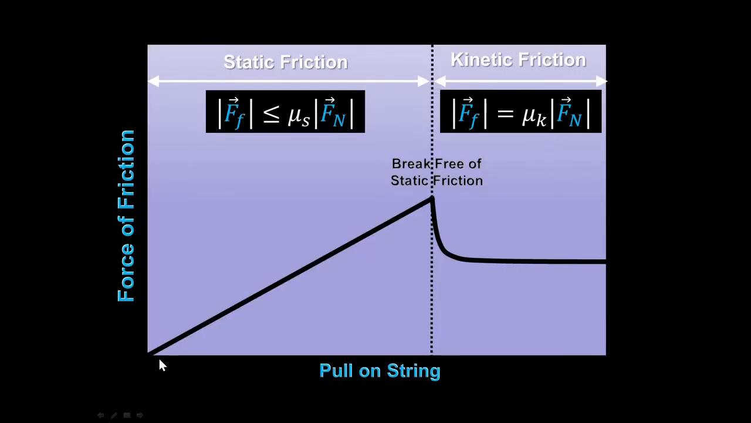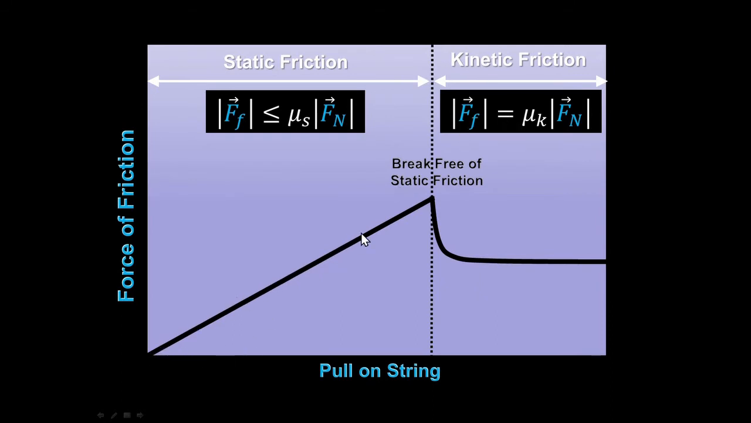So if I pulled on that string with a little bit of force, I get a little bit of friction. Pull with more force, I get more friction. More force, more friction. The harder I pull, the more friction I get. But there's a limit to that. There's only a maximum that the force of friction could be, because at that moment it breaks free and begins to slide, and then we get a roughly equal amount of friction as it's sliding.